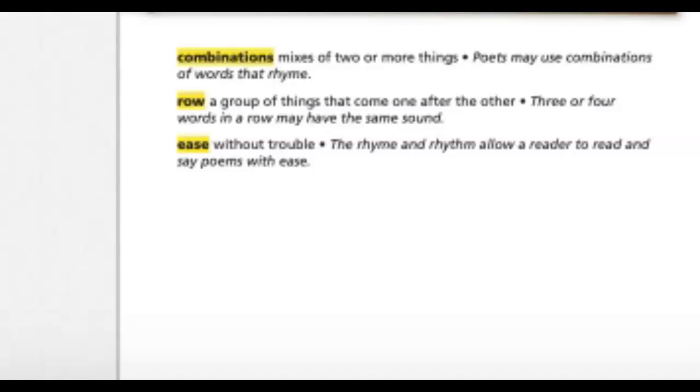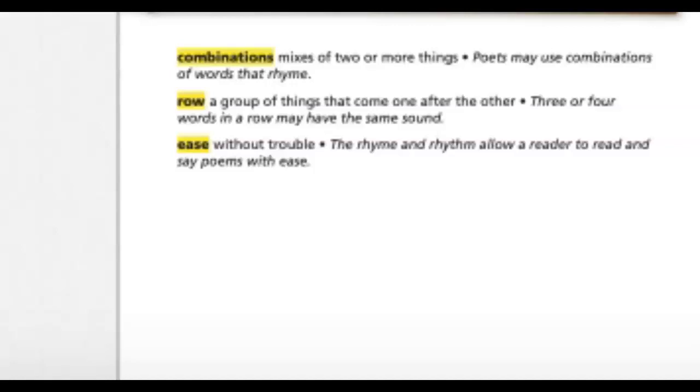And our last vocabulary word to go over is the word ease. Ease means without trouble. The rhyme and rhythm allow a reader to read and say poems with ease. That is how the word ease was used in our story. So this word is ease, and that means without trouble.